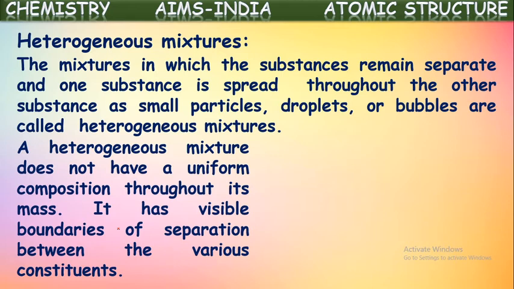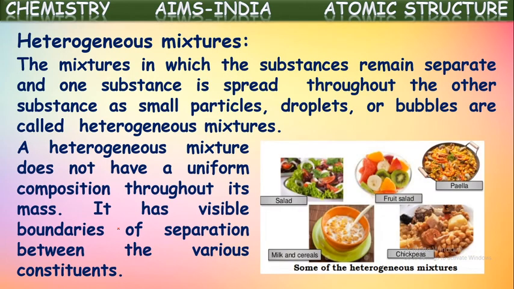Whereas in homogeneous mixtures, there will be uniform composition throughout the mass. But in the heterogeneous mixtures, there is no uniform composition. The particles which are mixed can be seen after mixing also. It has visible boundaries of separation between the various constituents. See here, some examples for the heterogeneous mixtures are shown.